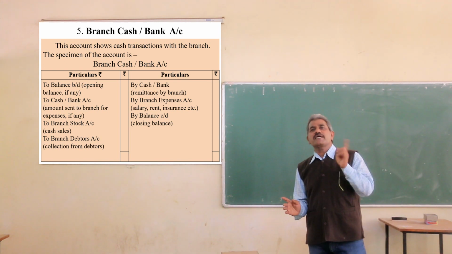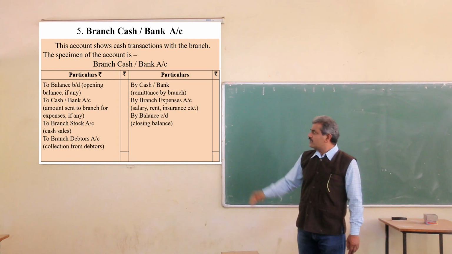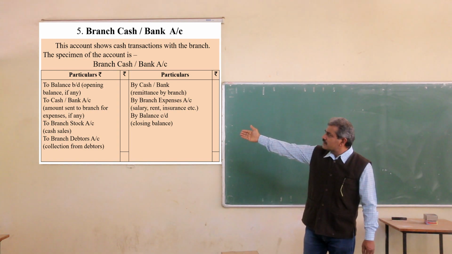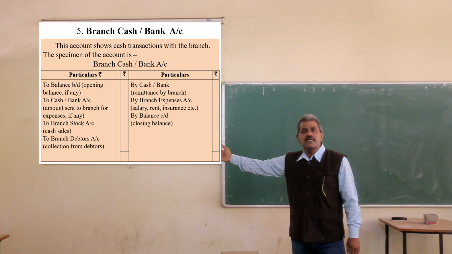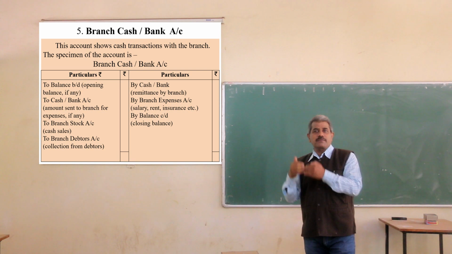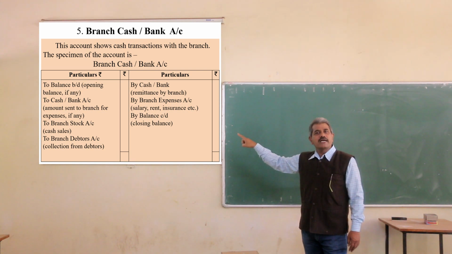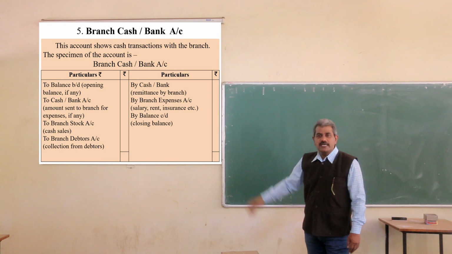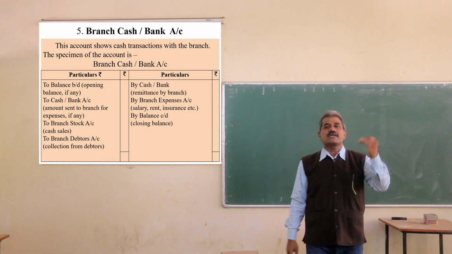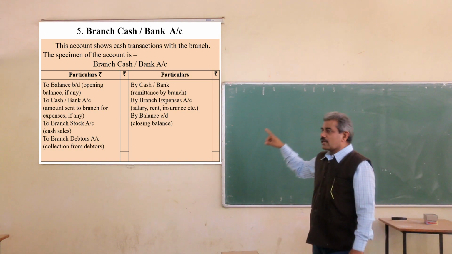If cash is sent by the head office to the branch for any purpose, then it should be debited. Then we will record the cash sales and cash collected from debtors. As the cash is received, all these items will be debited. And on the credit side, only we will record the cash remittance and branch expenses.